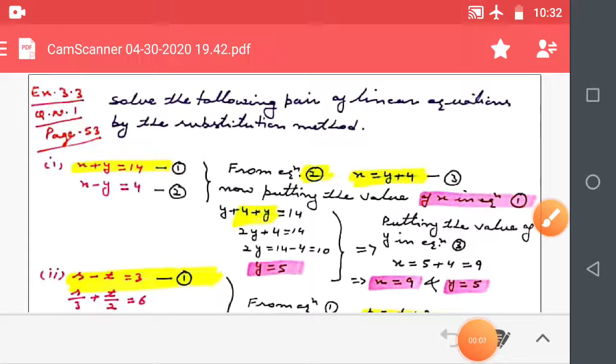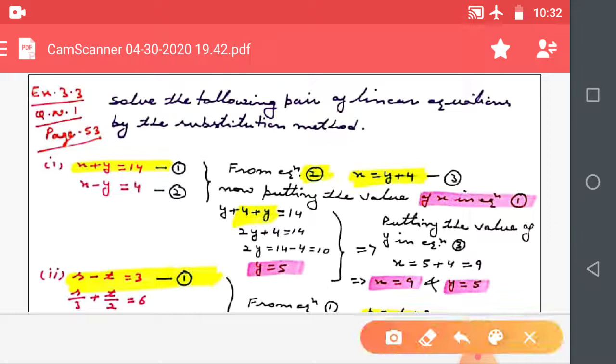Hello students, let us start exercise 3.3, question number 1 of NCERT. The question is: solve the following pair of linear equations by the substitution method. The first equation is x + y = 14 and the second is x - y = 4. Now from equation 2 we get the value of x as y + 4, and put this value in equation 1.